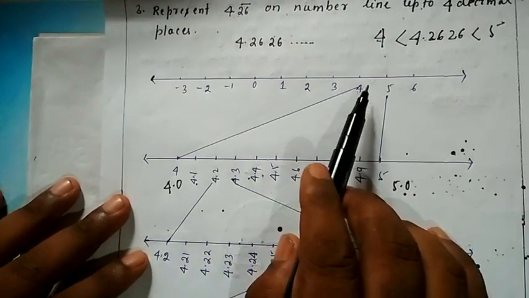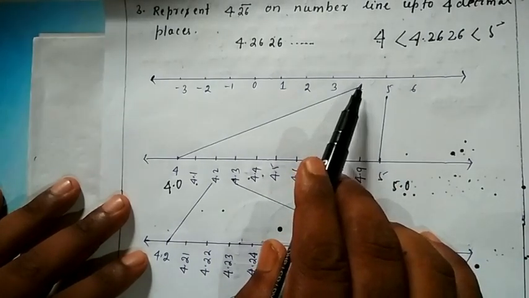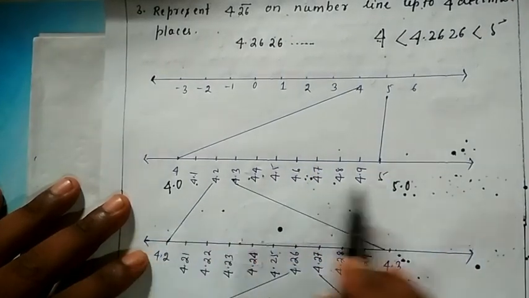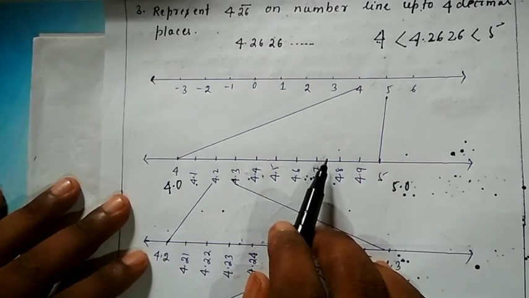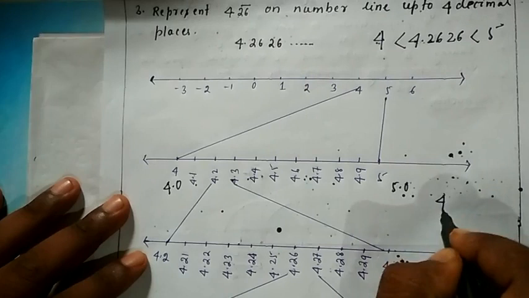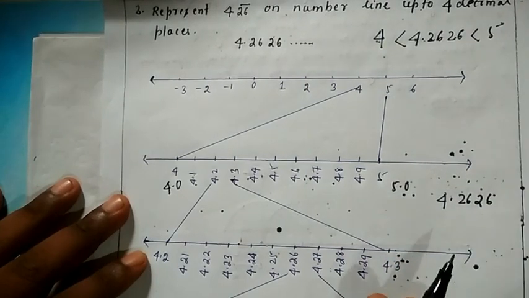So our required number 4.2626 first lies in between 4 and 5. Now we'll see there is 10 equal divisions. Again, where will 4.2626 lie? Again we'll see 4.2626 will lie in between which two numbers.